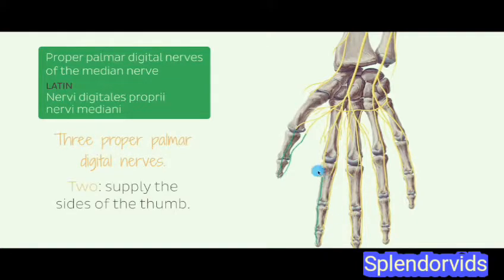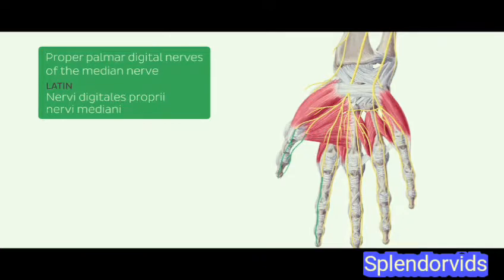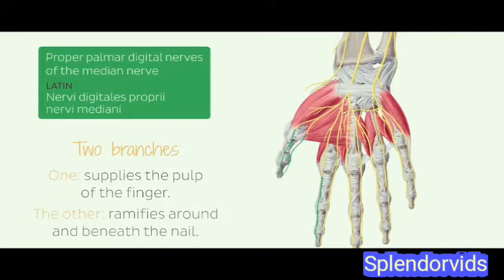Now 2 of these, as you can see on the image, will be supplying the sides of the thumb, while the 3rd one, as you can see as well, will be distributed to the radial side of the index finger. At the end of each finger that these nerves will be found, the proper digital nerve divides into 2 branches, and one will supply the pulp of the finger, while the other will ramify around and beneath the nail. The proper digital nerves, as they run along your fingers, are located superficially to the corresponding arteries.